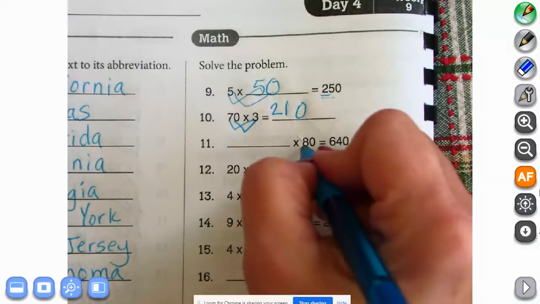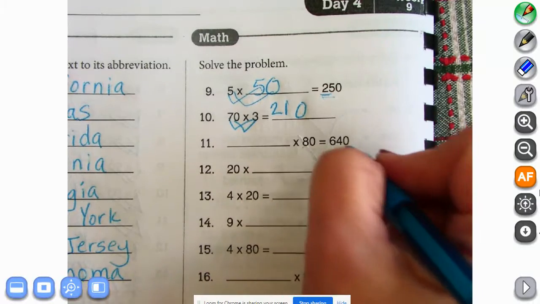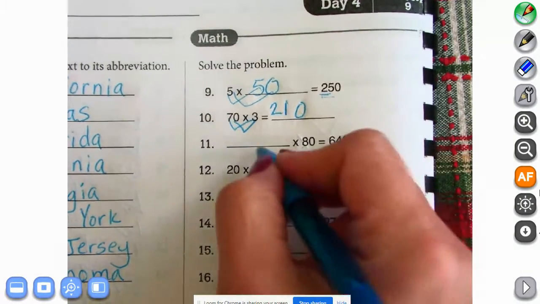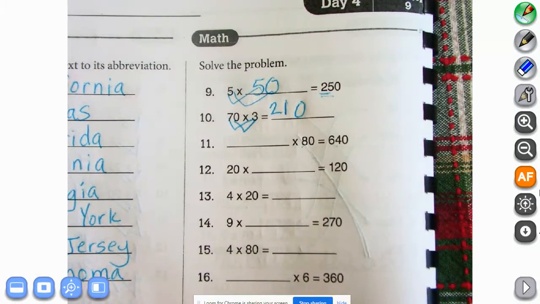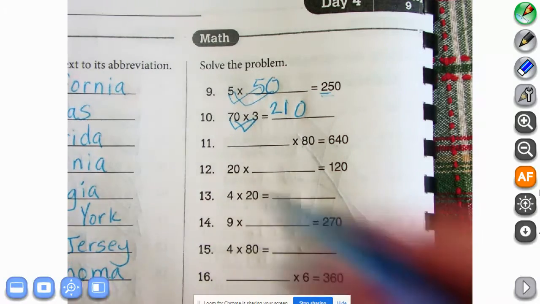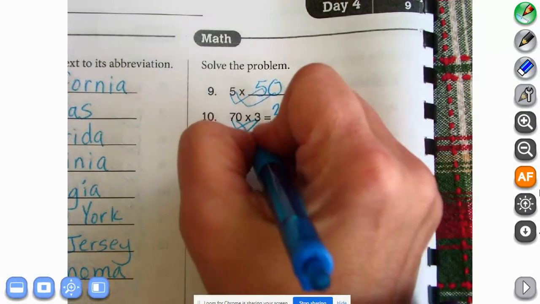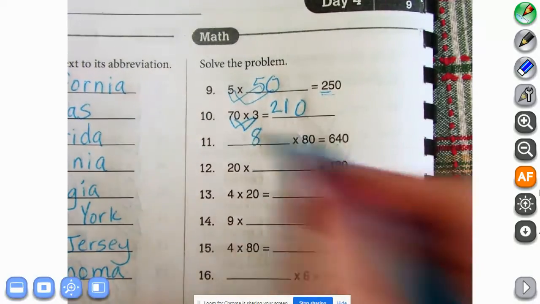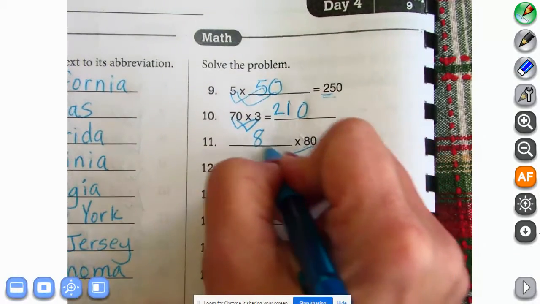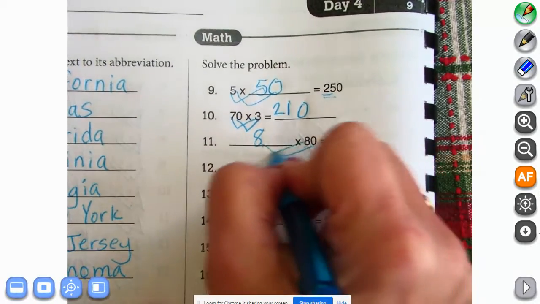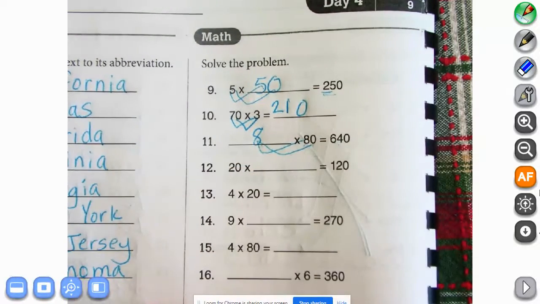All right, 80 equals 640 times what? 8 times what will make 64? Okay, 8 times 8 will make 64. Let's check it out. 0 times 8 is 0. 8 times 8 is 64. There we go.